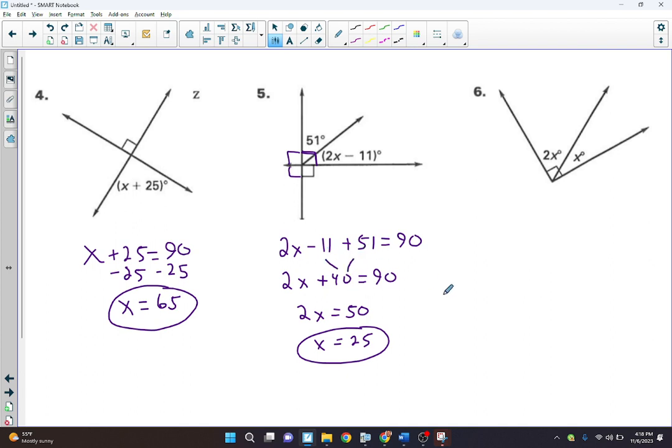That makes sense. It's technically congruent. 25 plus 51 does not equal 90. 2x plus x equals 90. 3x equals 90. Oh, sorry, not 30. 30 equals x. Or x equals 30, my fault.